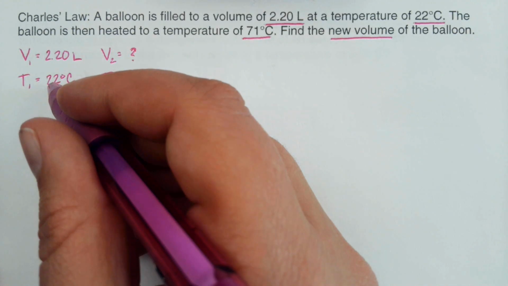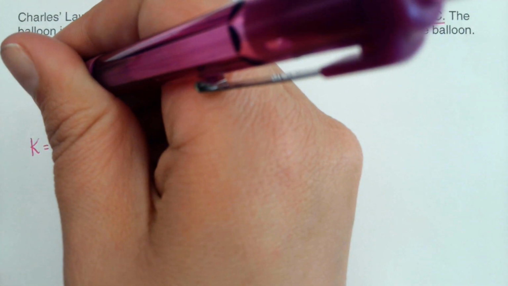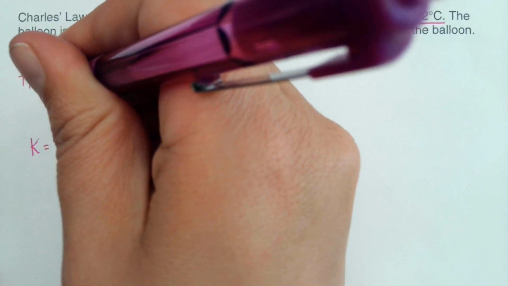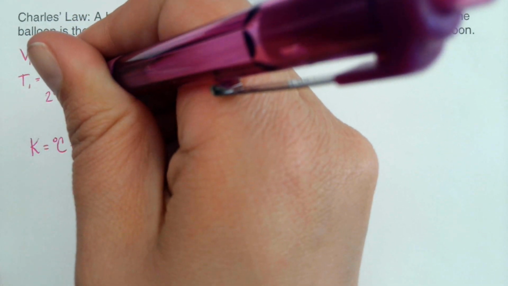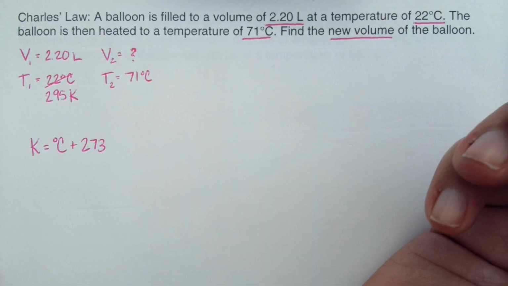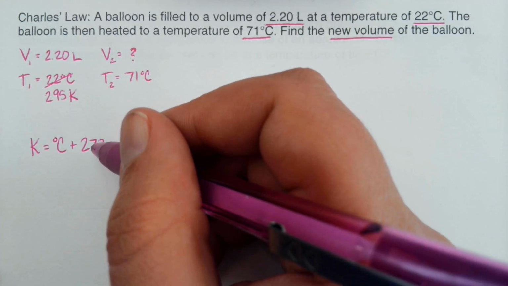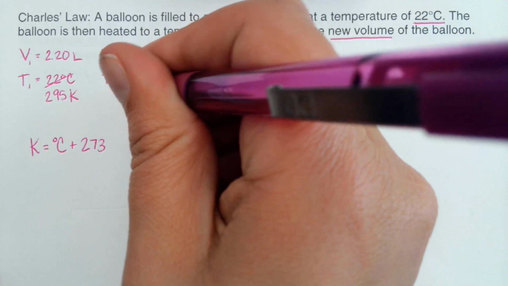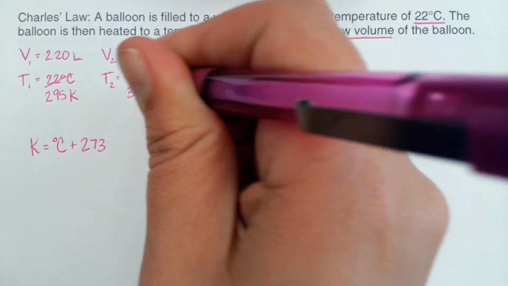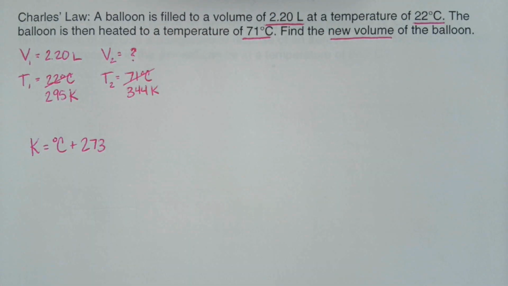So 22 plus 273 would be 295 Kelvin. So we're going to use that number instead. And here, 71 degrees Celsius plus the 273 is going to be 344 Kelvin. We're going to use that number instead.